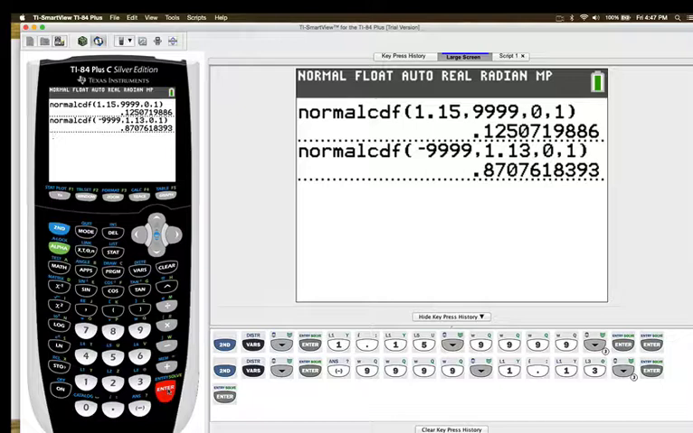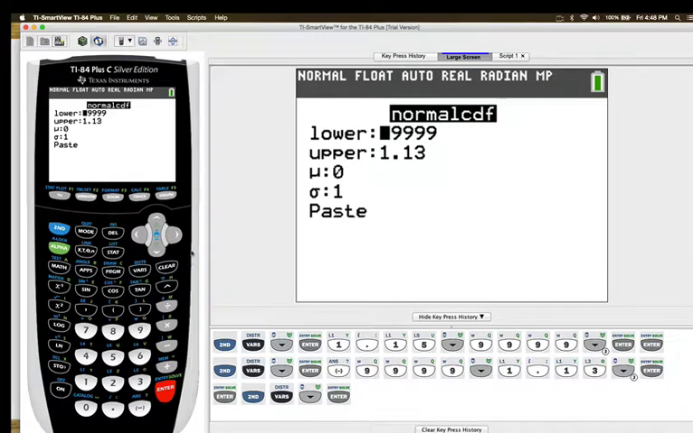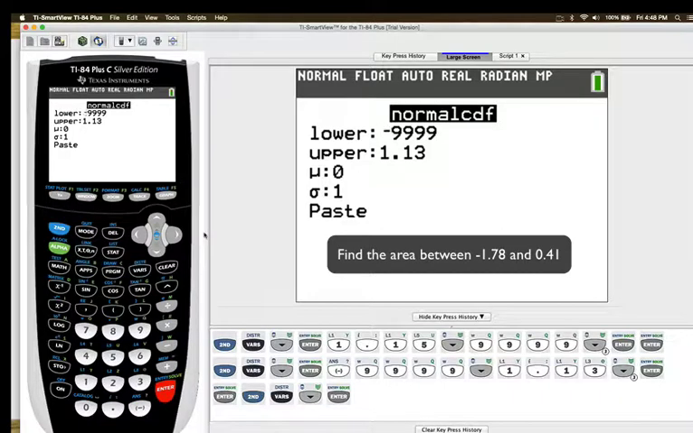is 0.871. Now let's look for the area in between two values. So again, we're using normal CDF. So second, DISTR, scroll down to number 2, press enter, or you can just press number 2. Now I'm looking for the area between negative 1.78 and positive 0.41.